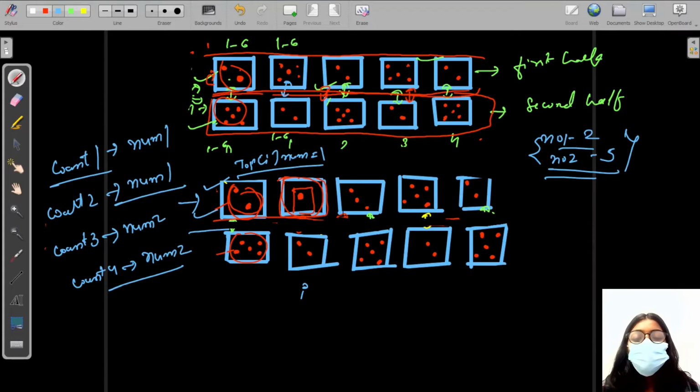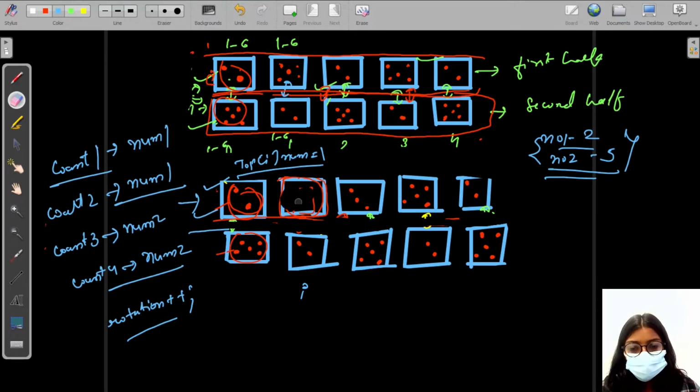I am going to rotate this domino, right? So rotation plus plus, because I am going to rotate here. So I will be increasing a rotation. So I'm going to rotate it, so it will become 2 here. Okay. So let's suppose I have rotated this array. It contains 2 now. Here I am having 2.